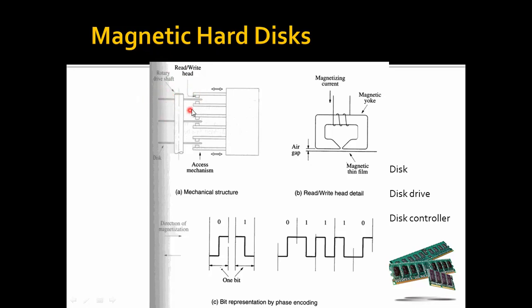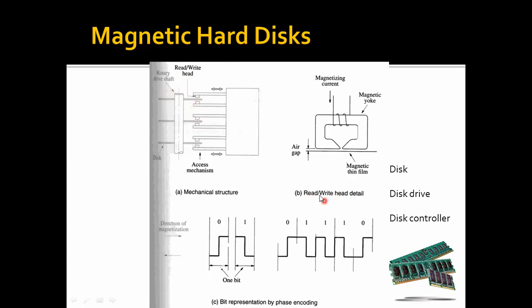Number of disks are included in this shaft, which is rotary. When this shaft rotates, the disks also rotate. Whenever the disk touches the read write head, which is fixed here, only the disks connected to this shaft are rotated. Due to this disk rotation, the read operation and write operation will be performed onto the disk.